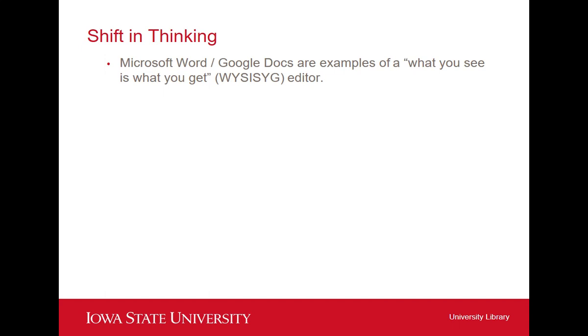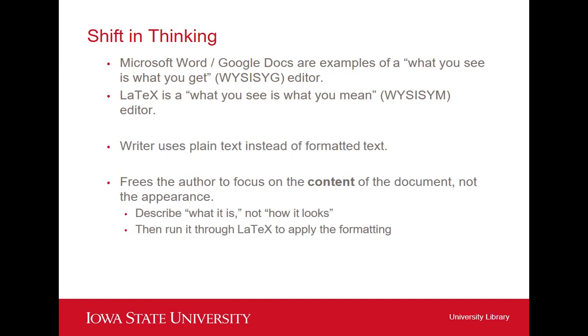Okay. So if you want to bold something, you double click it or you highlight that piece of text. You click Command B or Control B, or you go through a bunch of menus and you decide which formatting you want to apply to that text. So what you see is what you get. LaTeX is a what you see is what you mean. So you need to describe what it is and not how it looks in LaTeX.